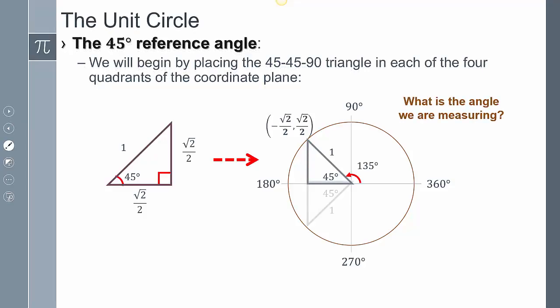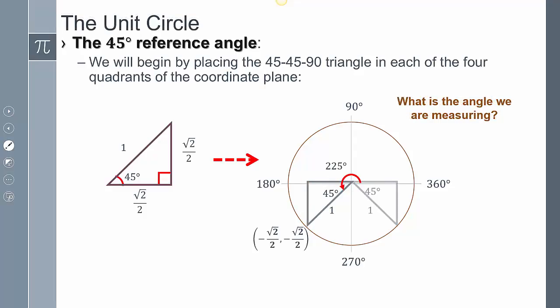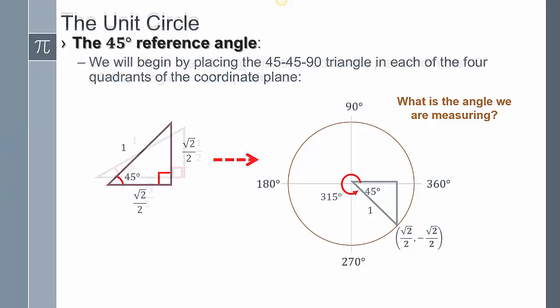I can take that same triangle and put it into this quadrant here. Well, my rotation now is going to be 180 degrees plus 45, so that's 225 degrees. My distance here is negative root 2 over 2, and this distance here is negative root 2 over 2. And I can put that triangle in the last quadrant. My rotation, that's 270 plus another 45, so that gives me 315. And this is a positive root 2 over 2, and that's a negative root 2 over 2, and that's how I get those values there.